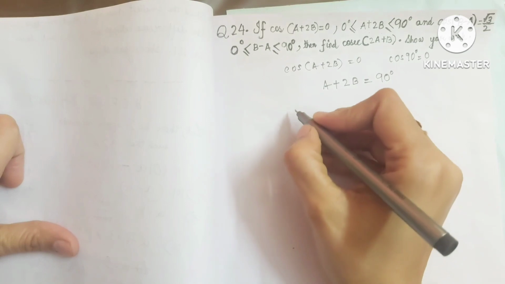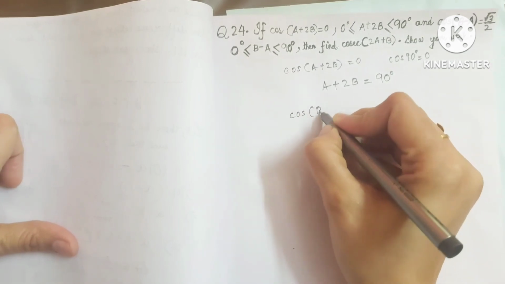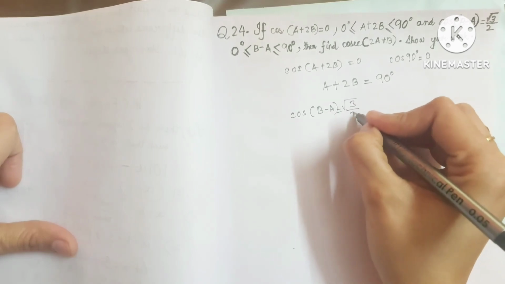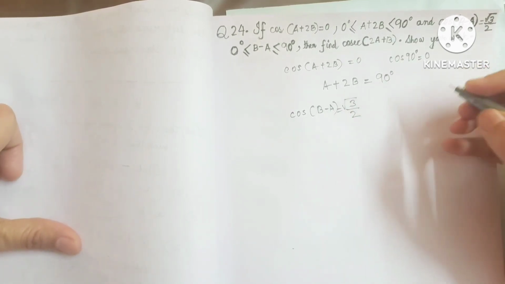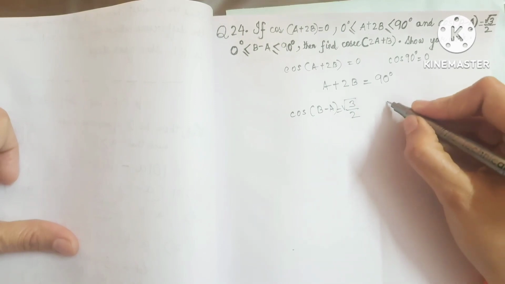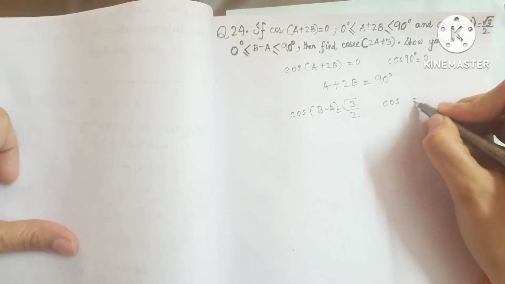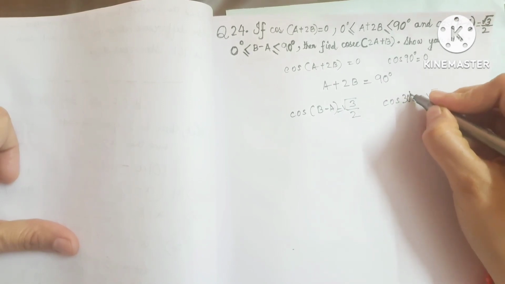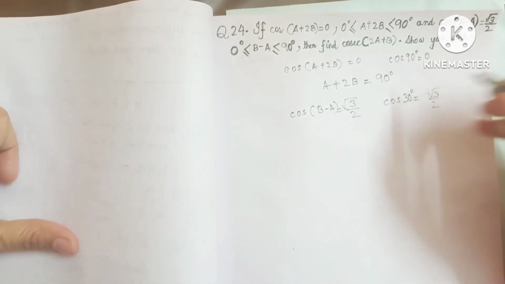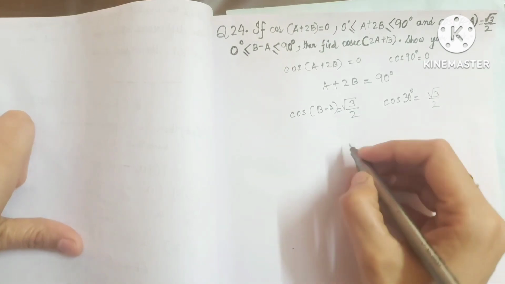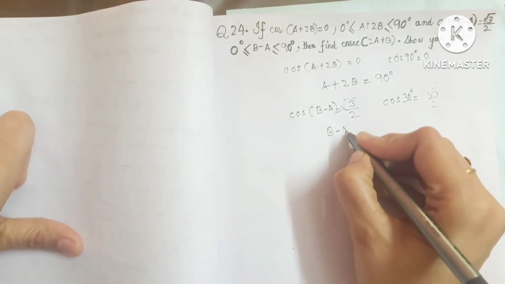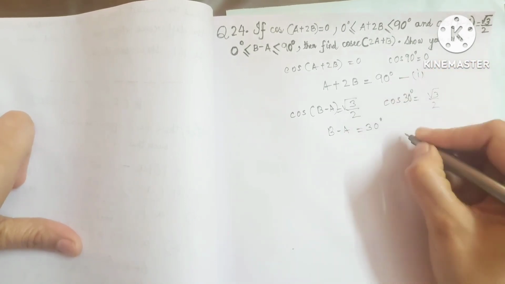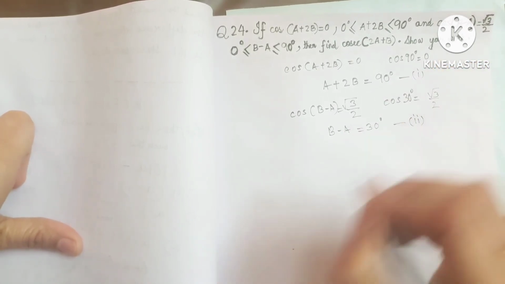Similarly, cos(b − a) is equal to root 3 by 2. If we go back and look, when is cos theta equal to root 3 by 2? It's when theta is 30, cos 30. So now I can equate both of these. b − a equal to 30 degrees. Okay, this is my equation 1 and this is my equation 2.